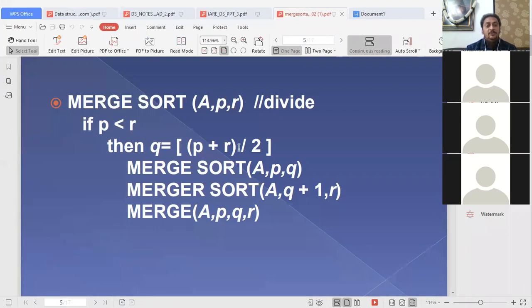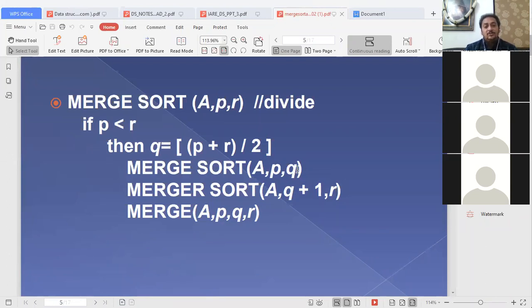Q gives one subarray and the other is another subarray. Now we apply the merge sort technique on P to Q and Q plus 1 to R. P is the first position of the subarray and Q is the middle point.